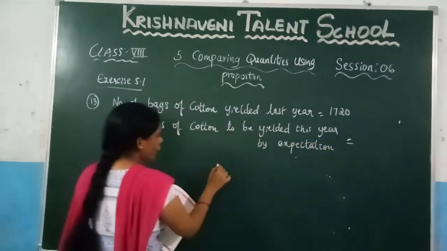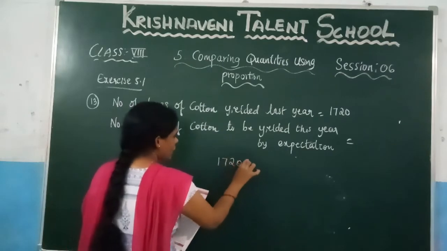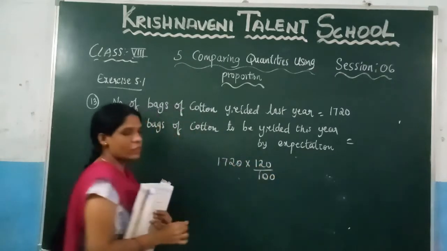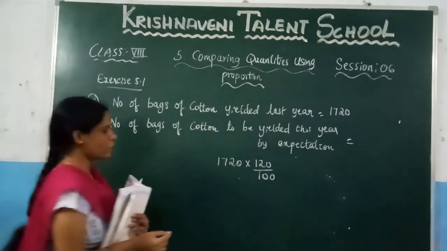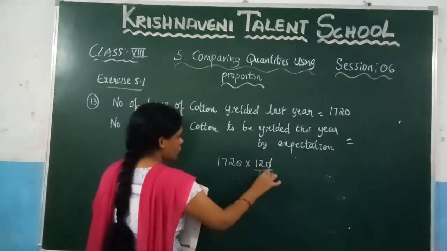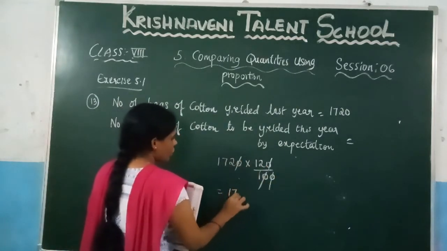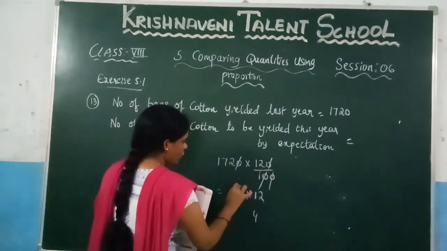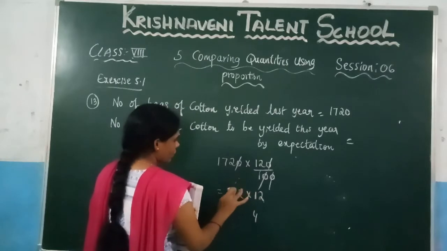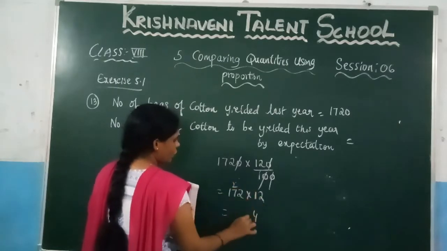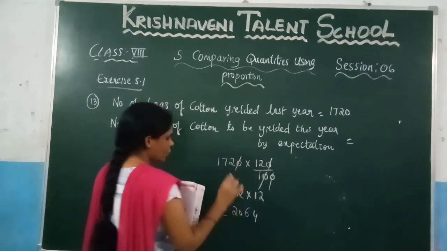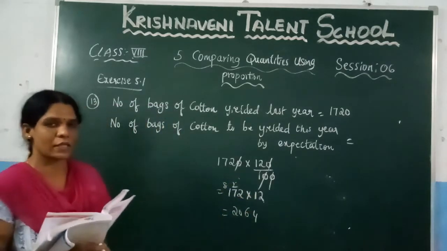So if you want to find it, what we need to do is 1720 into 120 by 100, because here a 20% increase will be there. So here 0 will get cancelled. You will get 172 into 12, which is 12 2s are 24, 8 12 7s are 84, 86, 12 1s are 12 plus 2 is 14. 2064 bags can be yielded this year.